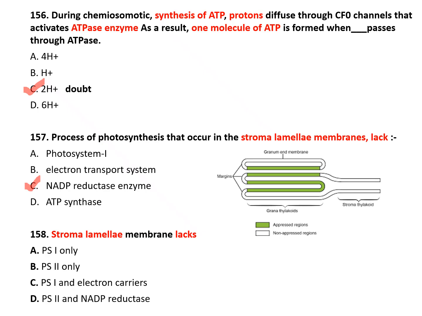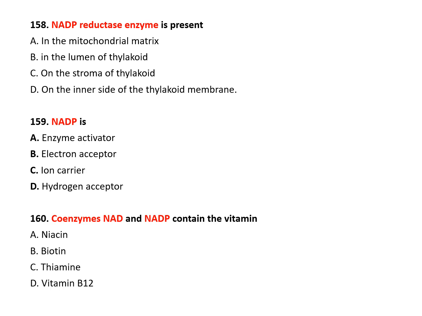Option A, PS1 only. Option B, PS2 only. Option C, PS1 and electron carrier. Option D, PS2 and NADP reductase. The correct answer is option D, PS2 and NADP reductase. This is most important. The next question number 158.